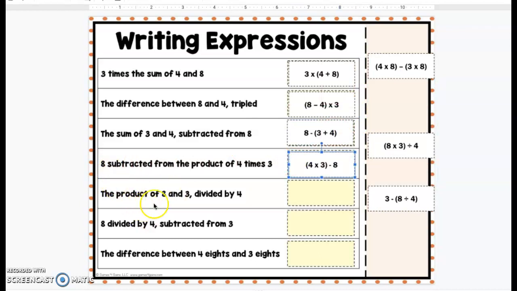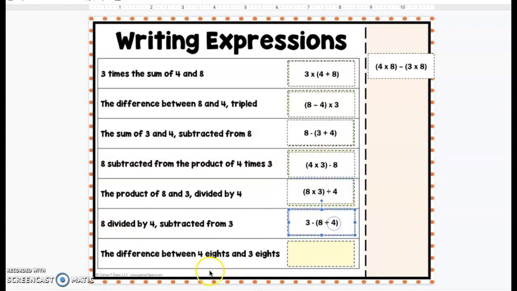The product, that's multiplication, of 8 and 3 divided by 4. So the product of 8 and 3, that's multiplication, divided by 4. Here it is. 8 divided by 4 subtracted from 3. 8 divided by, this is the best one. The difference between 4 8s and 3 8s. Ooh, here we go. We'll look at what that means a little bit later.